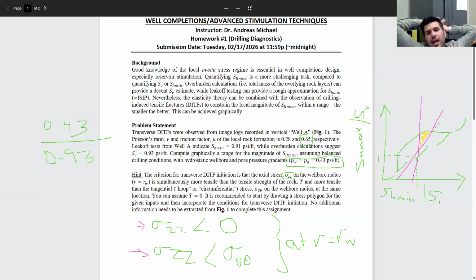Now, I'm asking you to measure SH max. If I have a yellow region going from this value to this value, that's my range. However, now you are giving another information that can help you narrow that yellow triangle even further. And how are you gonna do that? You're also given SH mean. You have SH mean as well as SV. So you can plot another line, an extra line on this plot that can help you make the yellow triangle even smaller.